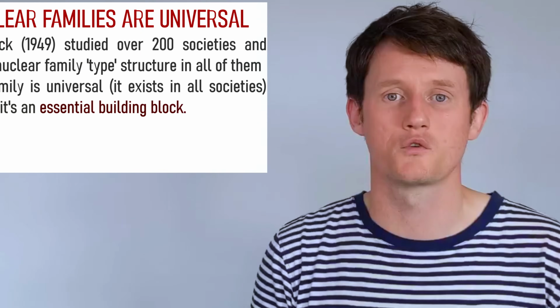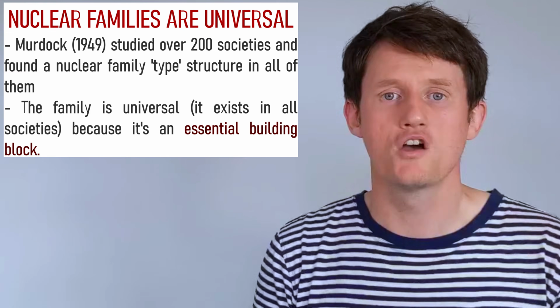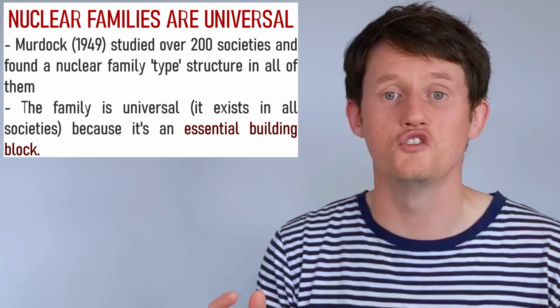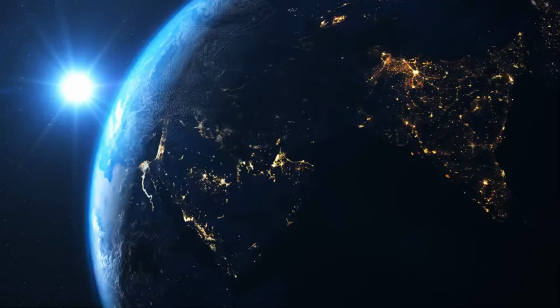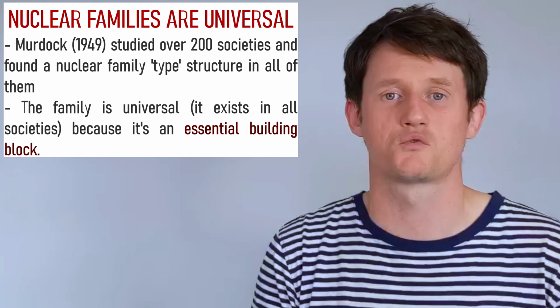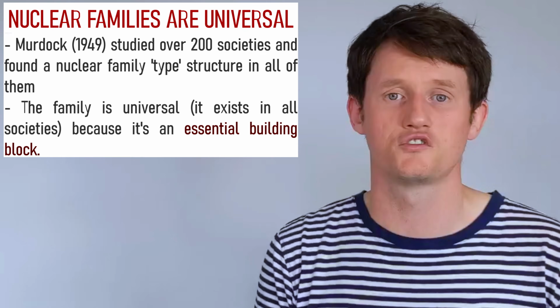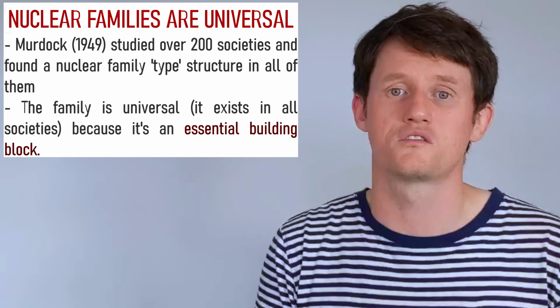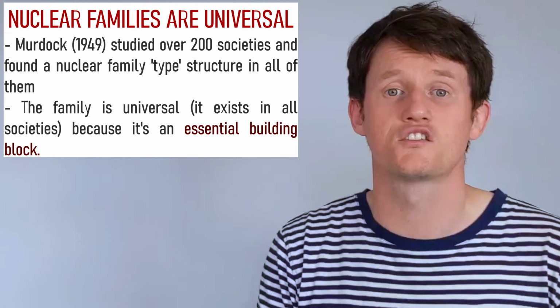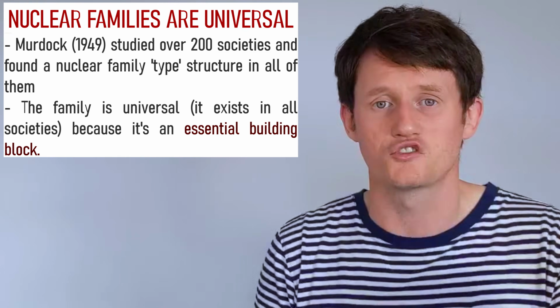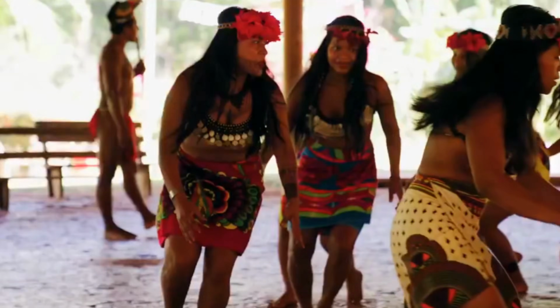The first functionalist theory we're going to look at is Murdock. Murdock argued that the nuclear family was a universal feature of all human societies. How could he make such a sweeping claim? Well, he studied over 200 societies and he found the nuclear family, or a type of the nuclear family, in all of them, and he concluded it was therefore an essential building block of all human societies.